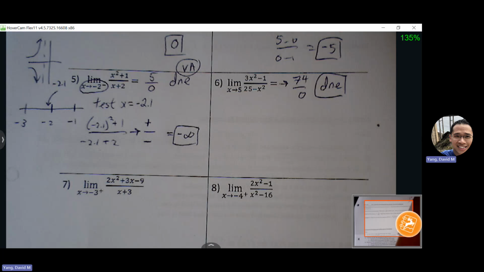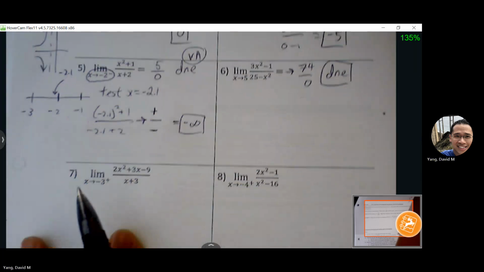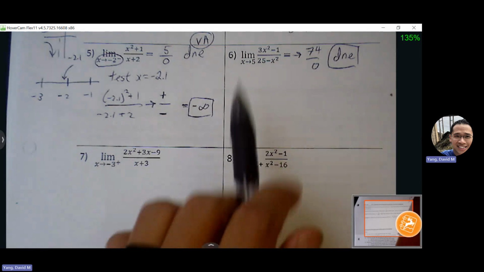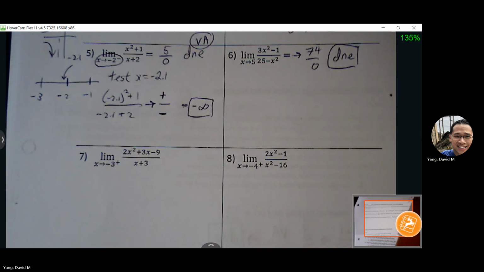Subcategorizing would have us looking at the left and right. We'll save that for later, but I want to get through the rest of this. But we know that the full limit doesn't exist, but we don't have a subcategory unless we look at the left and the right separately. Okay, try 7.